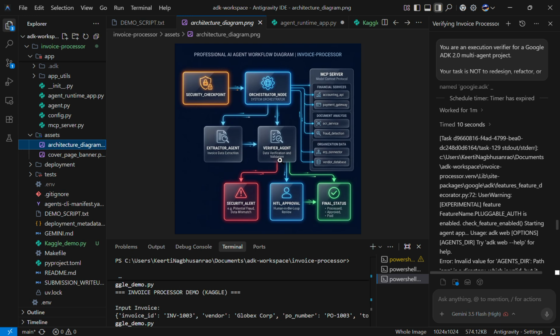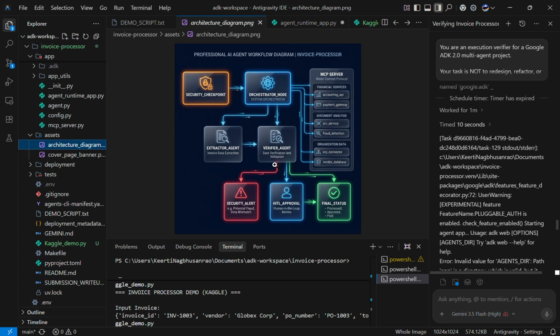Next comes the HITL. The full form of HITL is human in the loop. If a mismatch is detected, such as incorrect pricing or quantity, the workflow pauses. Using ADK's human-in-the-loop capability, a reviewer must explicitly approve or reject the invoice before processing continues. This ensures accountability for financial decisions.